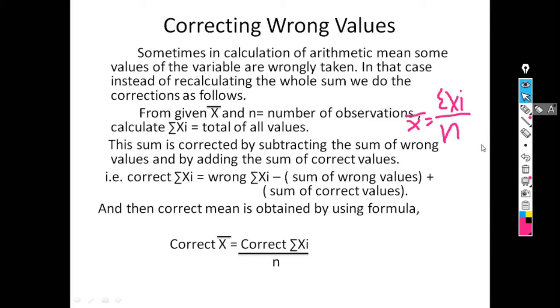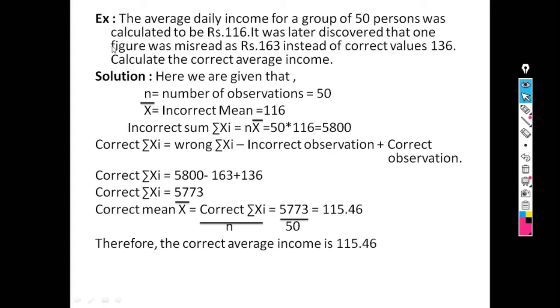This whole procedure we can understand by using an example. Suppose the average daily income for a group of 50 persons was calculated to be rupees 116. Means the number of persons is 50 and their average is 116. It was later discovered that one of the figures was misread as 163 instead of the correct value 136. Means 136 is misread as 163. Calculate the correct average income.